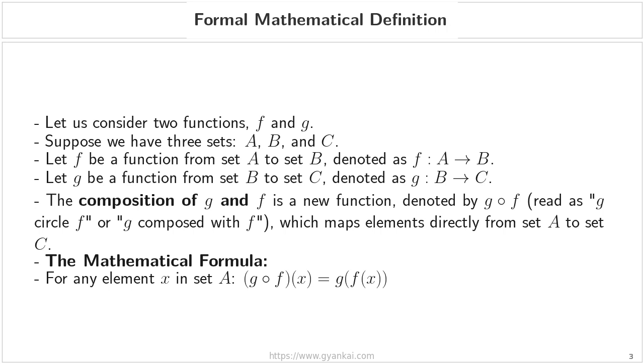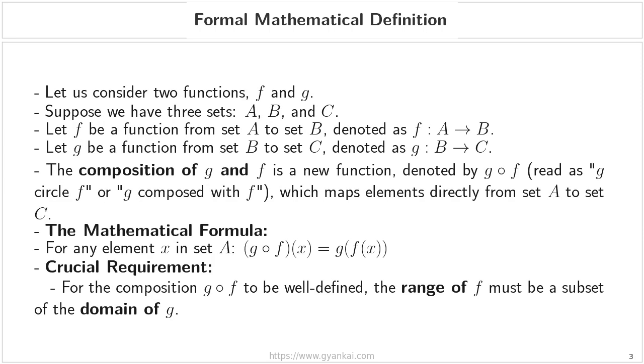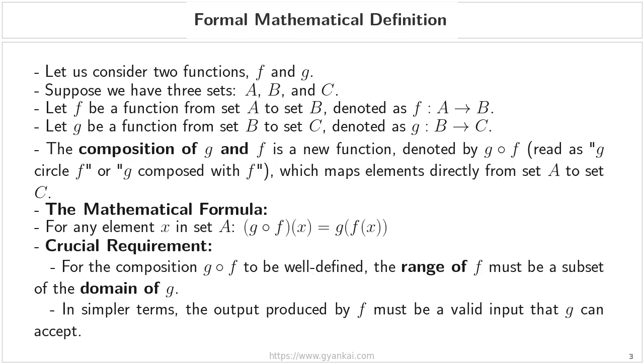This notation tells us that we first apply function f to x and then apply function g to the resulting value. However, there is a crucial requirement for this process to be valid. For the composition g circle f to be well defined, the range of function f must be a subset of the domain of function g. In simpler terms, this means that every output produced by function f must be a valid input that function g is capable of accepting. If the output of the first function is not compatible with the second, the composition cannot occur.